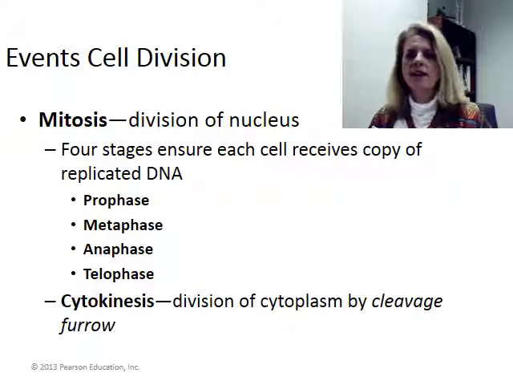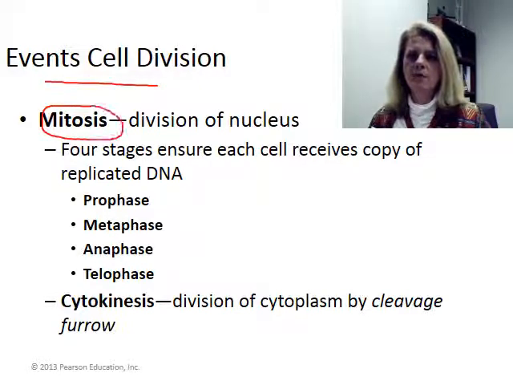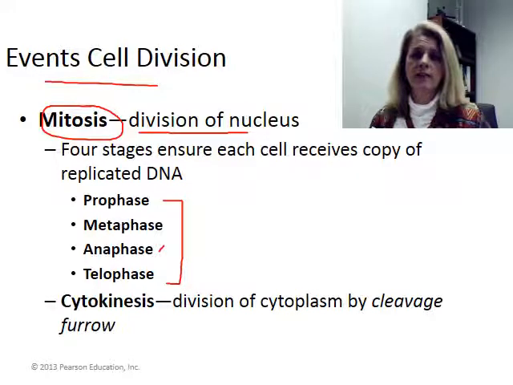But there's some defined events in cell division, and we're going to talk mostly about mitosis. There's also something called meiosis I'll mention toward the end of the lecture. But mitosis, the first step that you have to do when you undergo cell division, you have to divide the nucleus. And this includes four different stages: prophase, metaphase, anaphase, and telophase.